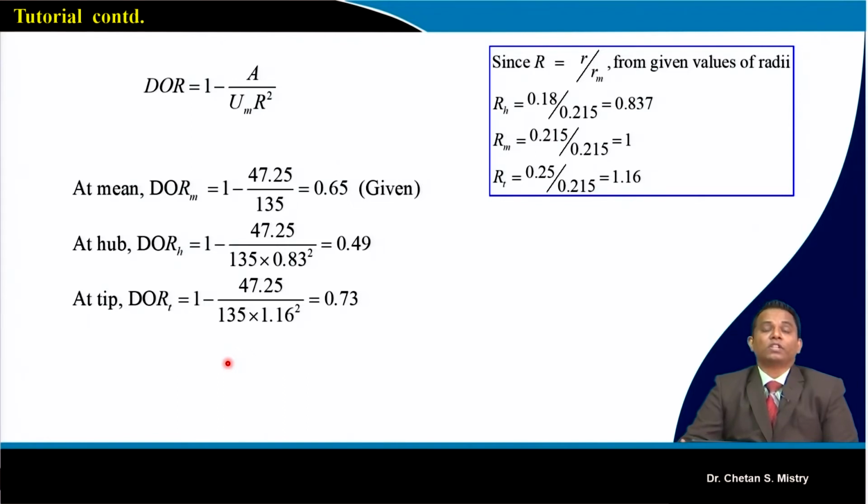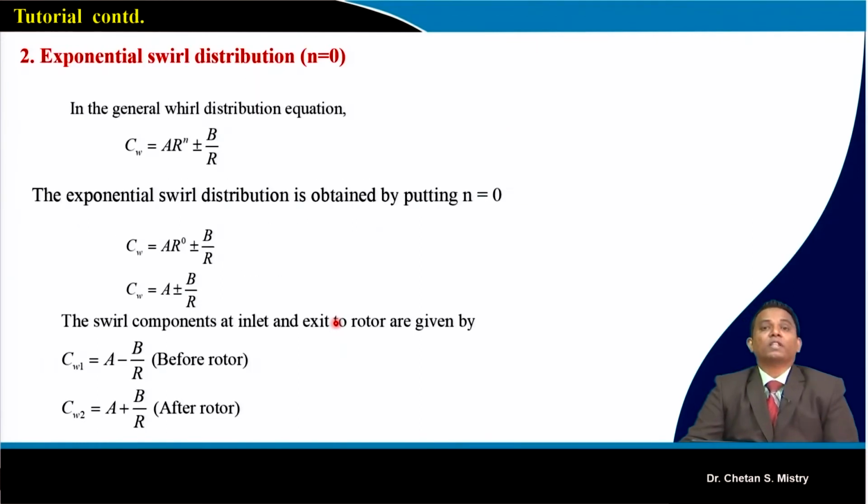So this is all the calculation when we consider our free vortex configuration, in which our axial velocity is constant, and my degree of reaction varies from 0.49 at the hub to 0.73 at the tip. Now what is next asked of us is to consider an exponential swirl velocity distribution. If we consider that, we say n is equal to 0.